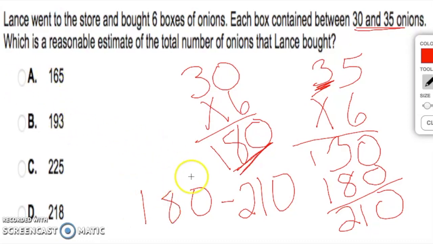193. Does 193 fall between these two numbers? Yes, it does. So that's a possibility. I'm going to circle that as a possibility, but I'm not finished yet.